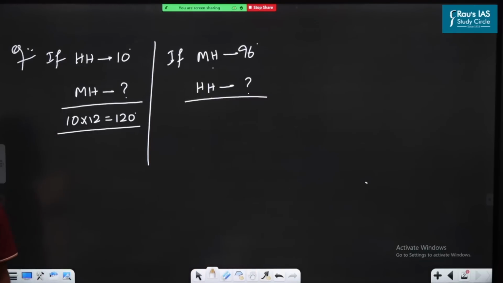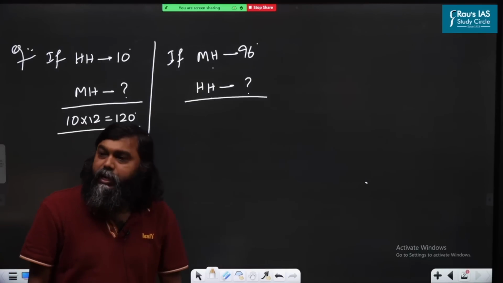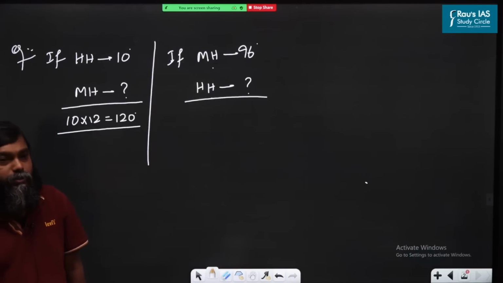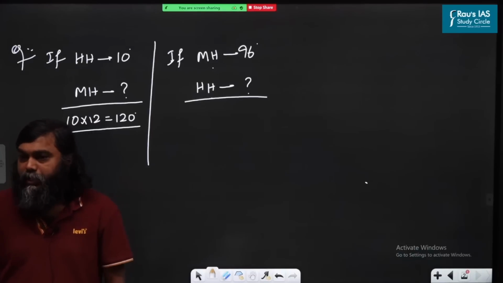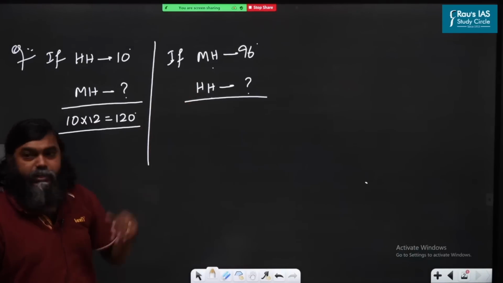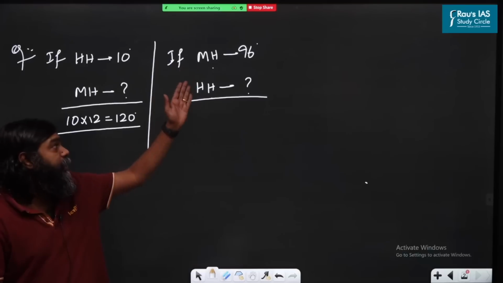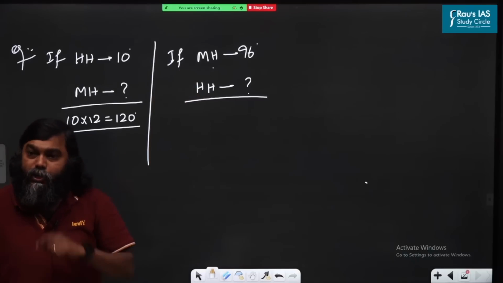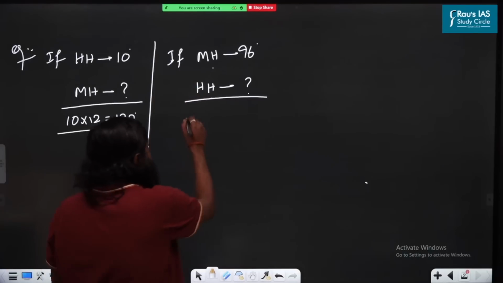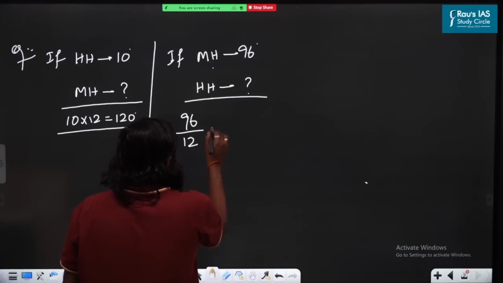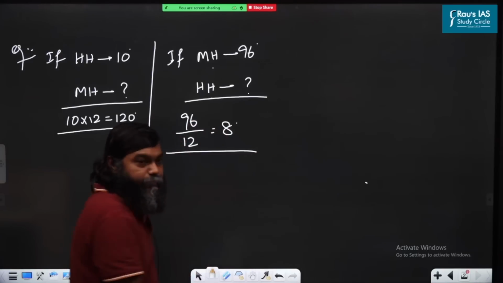What is the relationship between minute hand and hour hand? 12 times is the relationship. Faster hand is asked to multiply by 12. Slower hand is asked to divide by 12. Compared to minute hand, hour hand is faster or slower? Slower means divided by 12. That means 96 by 12. What will you get? Do you understand this?